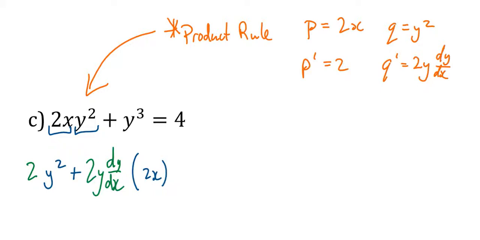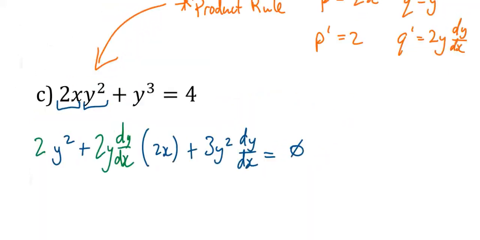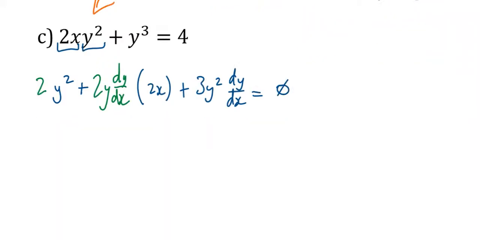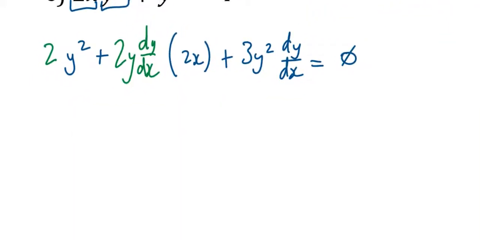So it's easy to miss a term or lose track somewhere because we have more terms in the derivative than we started with. Okay, and how am I going to isolate for dy by dx in this case? I'm going to chuck stuff to the other side and then factor out dy by dx and then divide. So I'm going to simplify a little bit here. This ends up being 4xy dy by dx plus 3y squared dy by dx equals negative 2y squared.